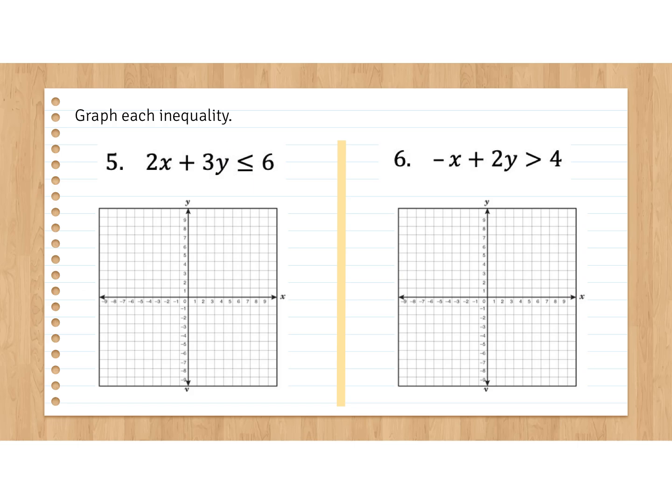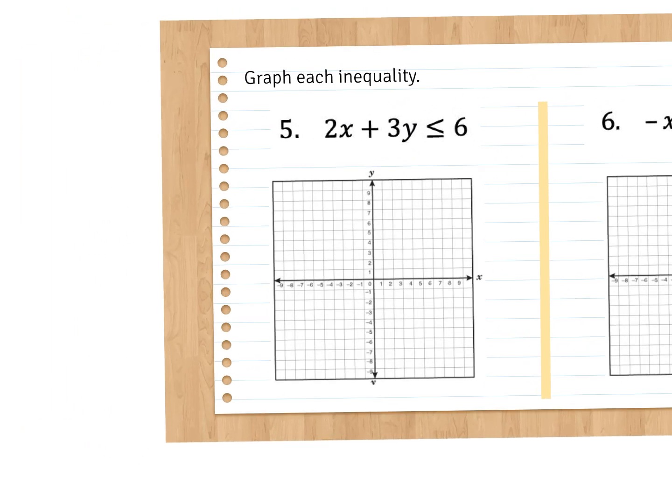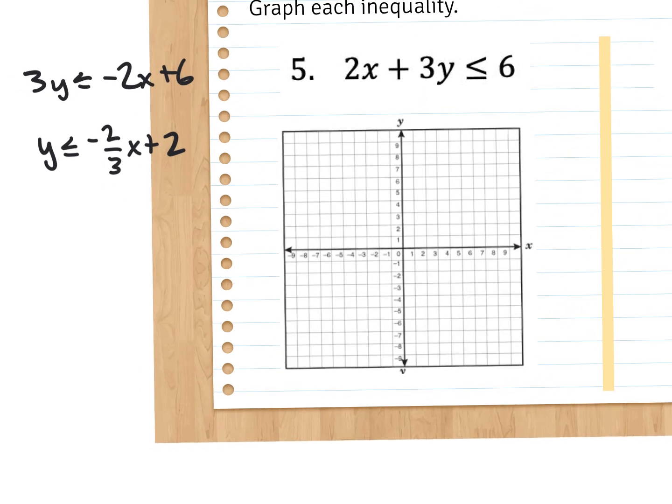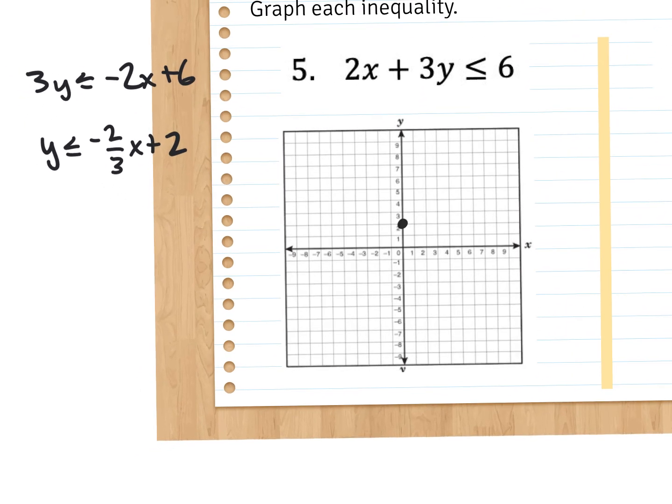So when I go to look and graph, first thing I want to do is convert it to slope-intercept form. So that'll be 3y less than or equal to negative 2x plus 6. So y less than or equal to negative 2/3 x plus 2. So plus 2, I'm going to go down 2 over 3, down 2 over 3. This tells me it is a solid line.